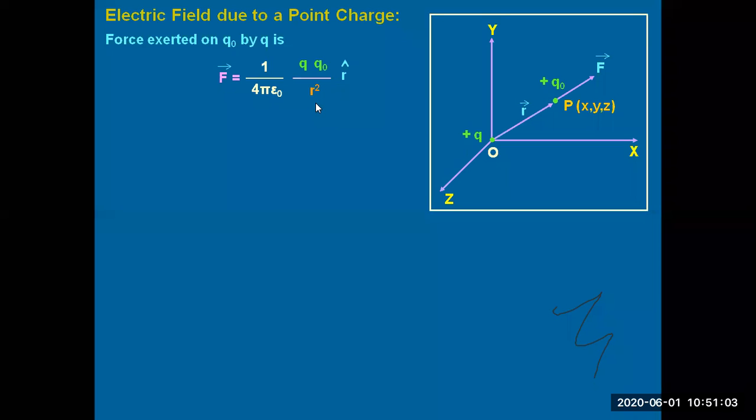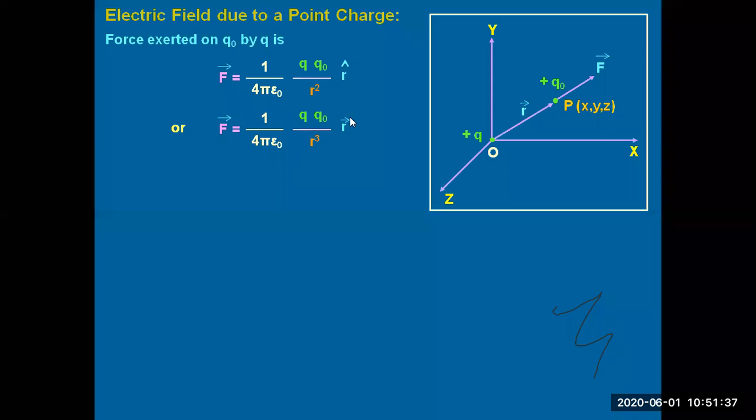So what you have to write here is force exerted on Q naught by Q is given by the formula F equals 1 by 4 pi epsilon naught Q into Q naught divided by R square. Or we can also write it as F is equal to 1 divided by 4 pi epsilon naught Q into Q naught divided by R square into R vector. So this is not R cube. I'm writing it as R square into R vector.